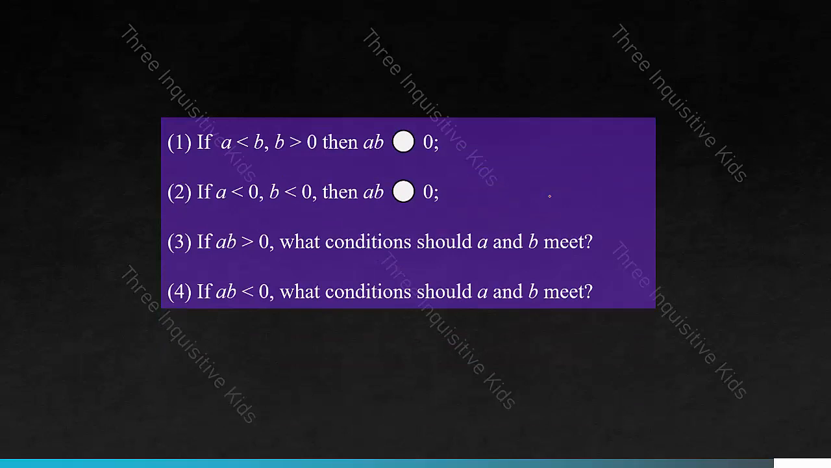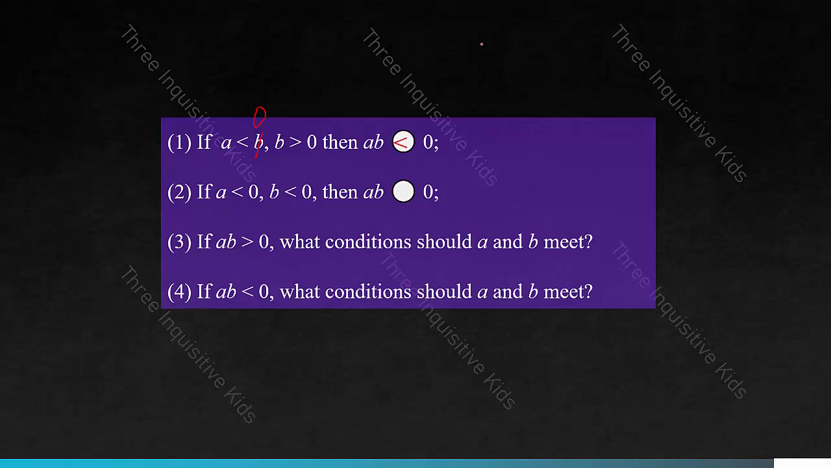Now I want you to answer these 4 questions. Also, I want to tell you that this b is actually supposed to be a 0 over here. So for the first one, we have a is less than 0, which means that it's going to be negative. And b is a positive number, so a negative times a positive is a negative, which means that ab is a negative number. So it's less than 0.